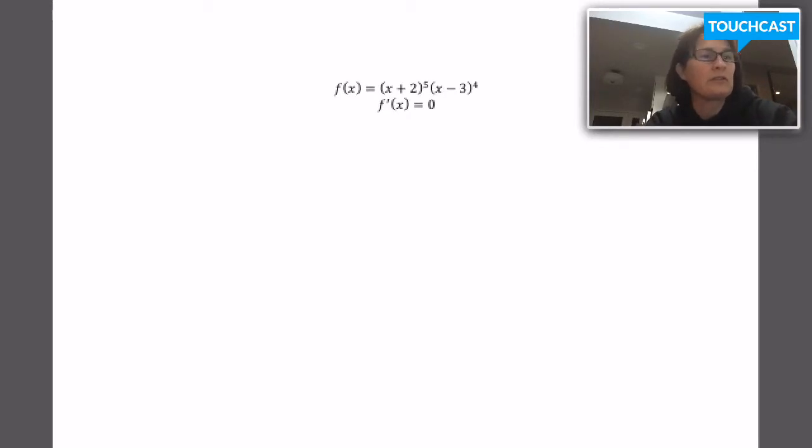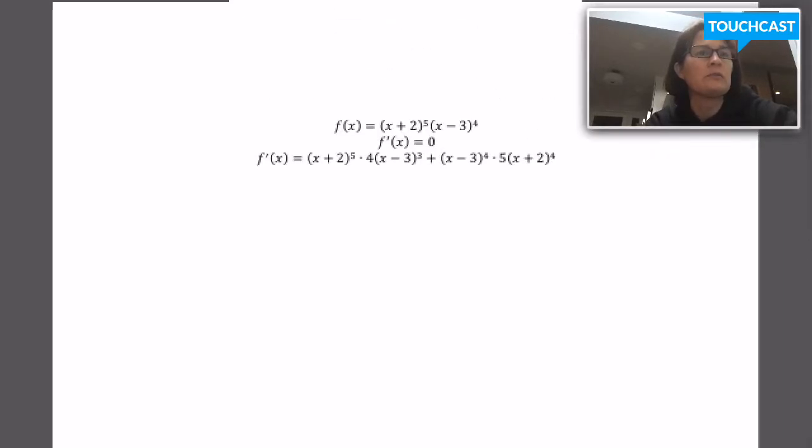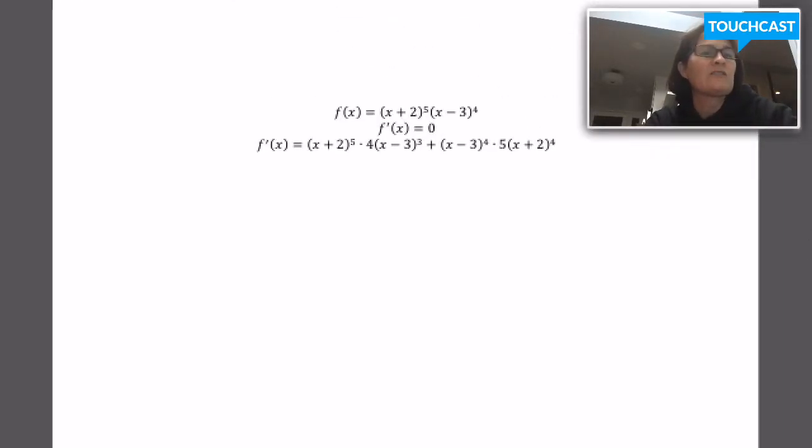So my first job obviously is to find f prime of x. It's going to require the product rule. So that's first times derivative of the second plus second times the derivative of the first. And both of those derivatives required the use of the chain rule. So I had the exponent come down to the front, and then I had my parenthetical expression raised to the one less exponent. So my goal here is to set this derivative equal to 0 and solve.